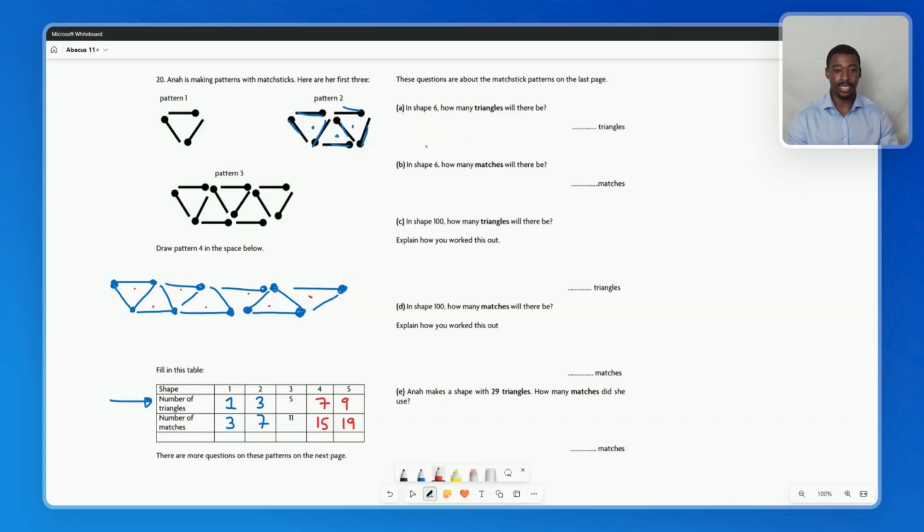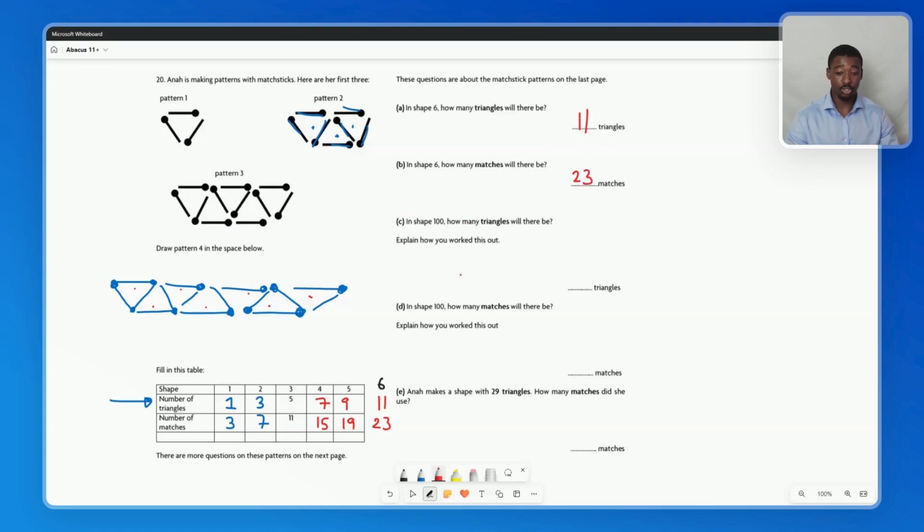In shape 6, how many triangles will there be? Well, let's simply work it out. The pattern will continue. For shape 6, we're going to have 11 triangles because we add 2 each time. And then we're going to have 23 matches because we add 4 each time. So there'll be 11 triangles and there'll be 23 matches.